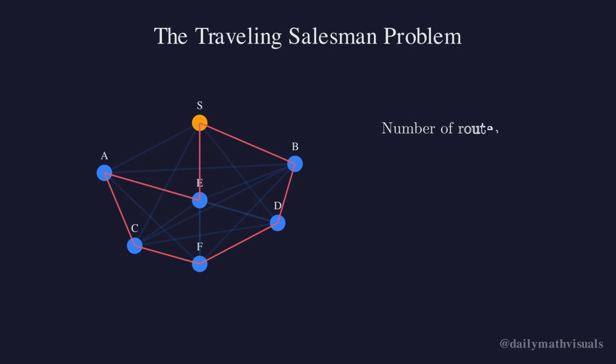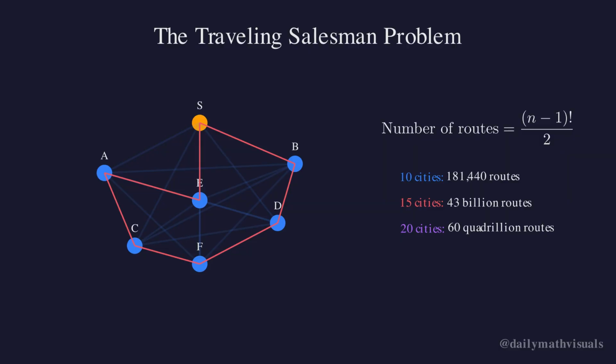But here's the problem. For n cities, the number of possible routes is (n-1) factorial divided by 2. With just 10 cities, there are over 180,000 routes to check. That's manageable. But 15 cities, 43 billion routes. 20 cities, 60 quadrillion. Even if your computer checks 1,000,000 routes per second, it would take over 1,000 years.